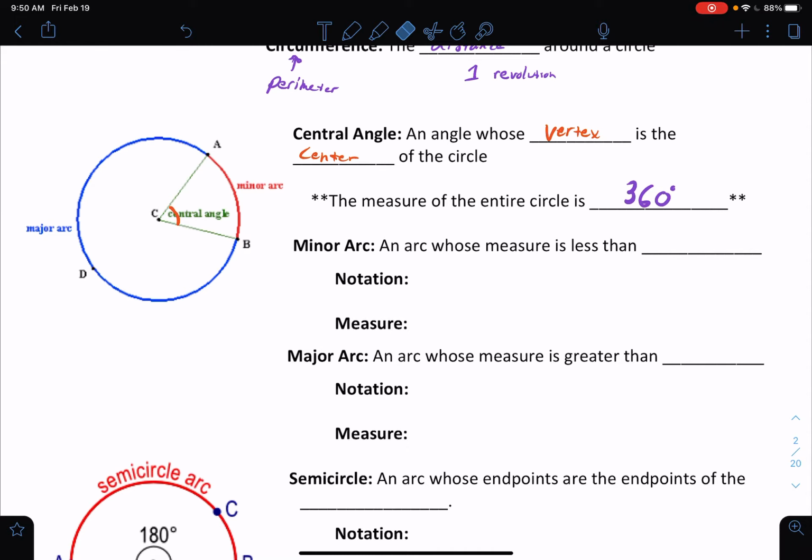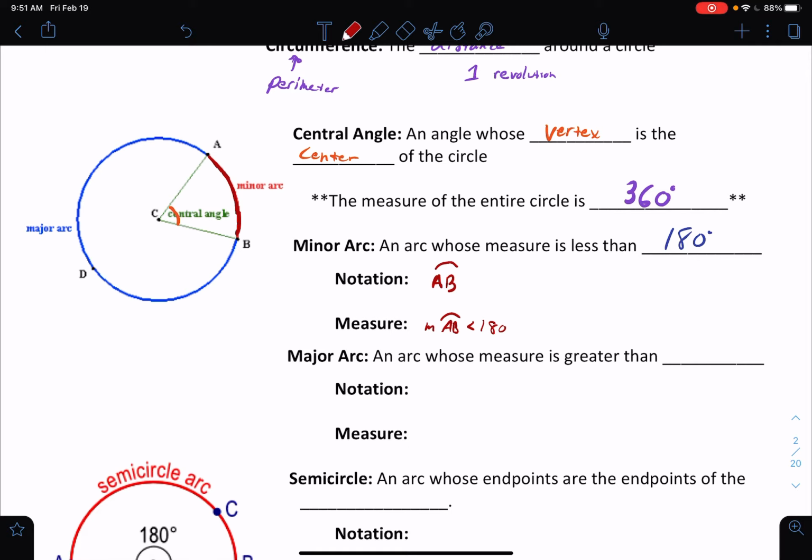Next up, let's talk about a minor arc. A minor arc is an arc whose measure is less than 180 degrees. So we see a minor arc right here. If I wanted to name this, it would be arc, a little tiny swoop, and then A, B, because it starts at A and ends at B. That's the notation, that's how we label arcs. The measure of arc AB has to be less than 180 degrees.